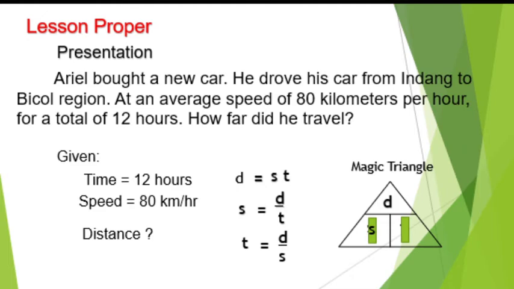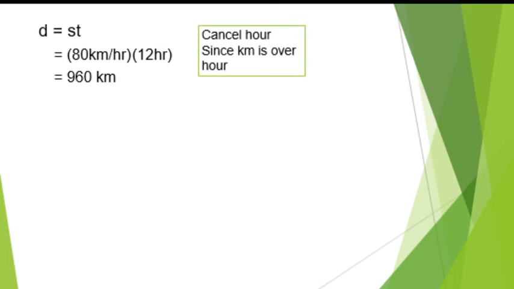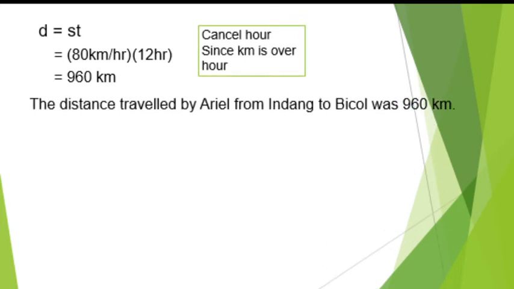So let's solve the problem. Using the given information, time is 12 hours and the speed is 80 kilometers per hour. So distance equals speed multiplied by time, which is equals to 80 kilometer per hour multiplied by 12 hours. Cancel hour, so the unit left is kilometer. So that is 960 kilometer. Therefore, the distance traveled by Ariel from Indang to Bicol region was 960 kilometer.